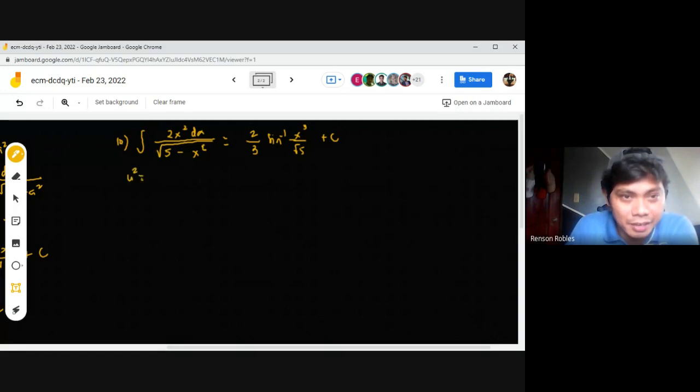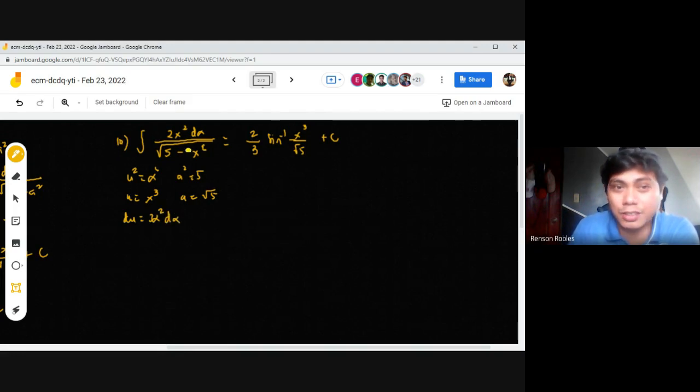Okay, let me show you. u squared is x to the 6. a squared is 5. u is x cubed. a is square root of 5, sorry. And then du is 3x squared dx. Anong meron tayo sa taas? 2x squared dx. You just ignore that 2 kasi you can copy it out. And then 1/3 du is x squared dx. Okay?